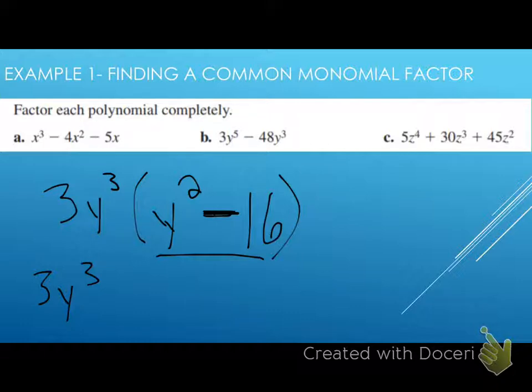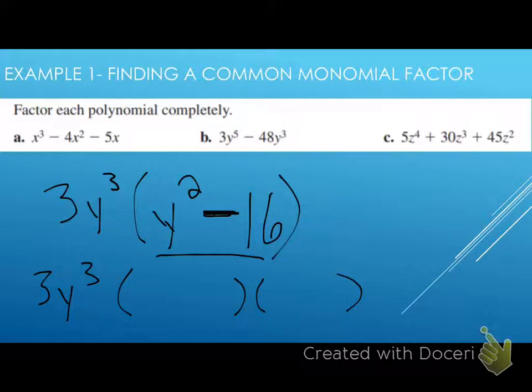Y squared is a perfect square because I can take the square root of it and get a nice whole number. 16 is also a perfect square because I can take the square root and get a whole number, right? And they're being subtracted. So this is the difference of two squares. To factor it, get my two sets of parentheses, and I'm essentially just taking the square root of both of my terms.